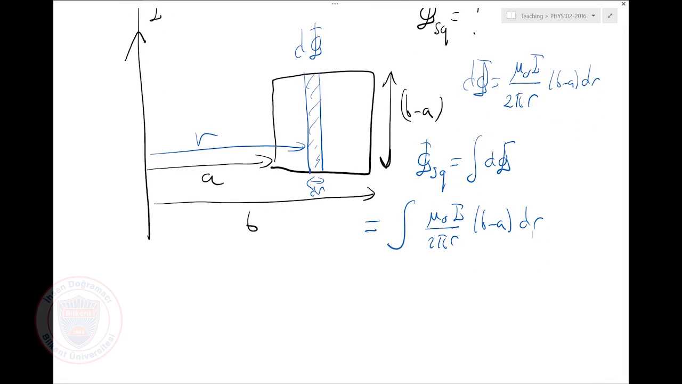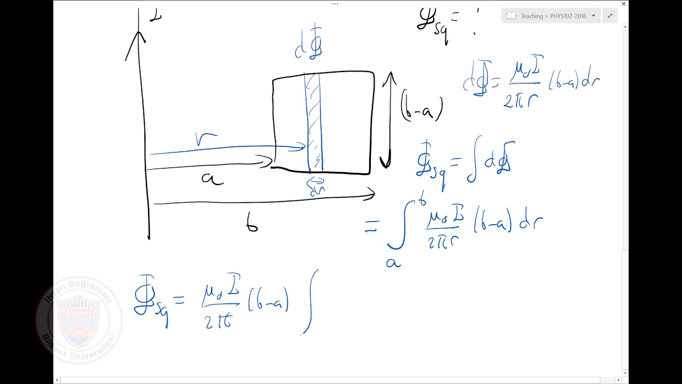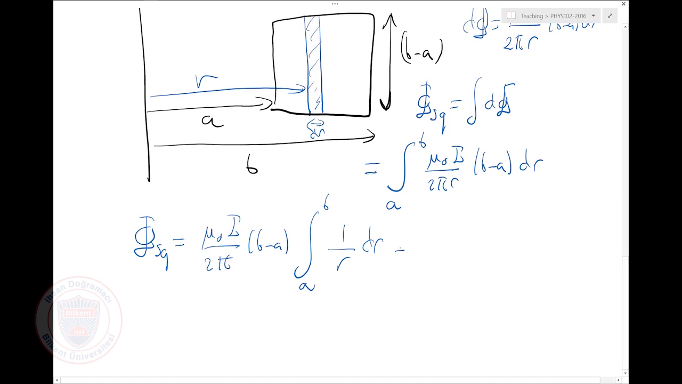What are the limits of my integration? Where do I start integrating from? From a and go all the way to b. So my flux through this square is going to be from a to b, let me even take out the constants, mu 0 I over 2 pi, b minus a is a constant. I have integral dr from a to b of 1 over r dr, and this integral is just ln. So mu 0 I over 2 pi times b minus a times ln b over a.